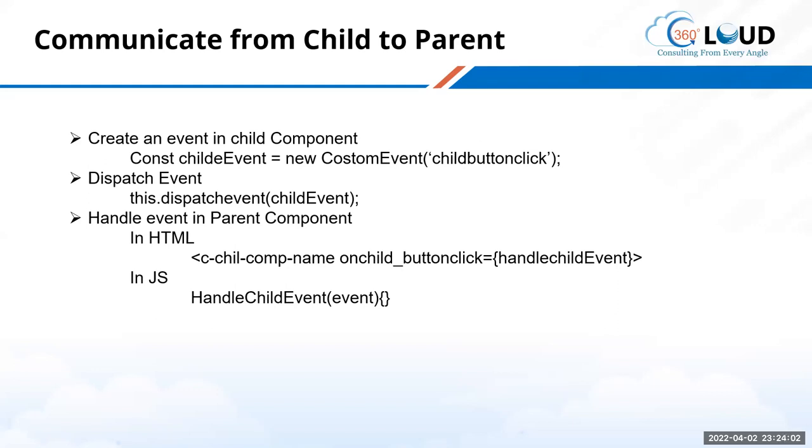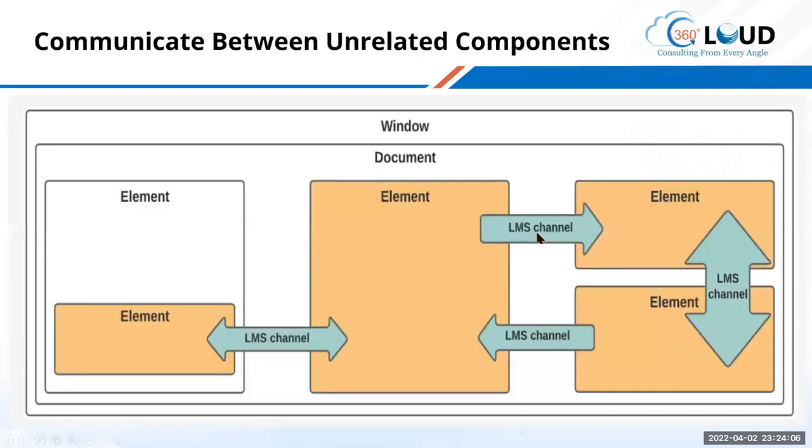So let's move to another communication: communication between unrelated components. Unrelated components means the components are not linked to each other. If they are linked, the best option is parent to child and child to parent communication.